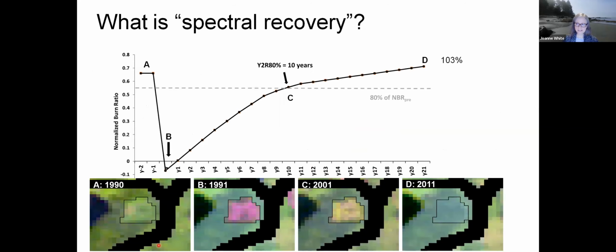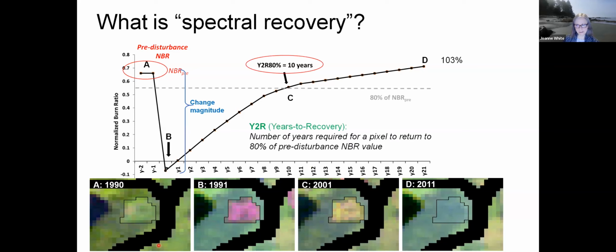So how do we translate this into a measure of spectral recovery? Well, we develop metrics from these indices that we can use to do this. We have one particular metric that we use. It's called the years to recovery metric. And we calculate this based on a pre-disturbance value from that normalized burn ratio. We measure the change magnitude, so the amount that the spectral index changes over time. And then we measure how long, in years, it takes for that spectral index to return to 80% of its pre-disturbance value.